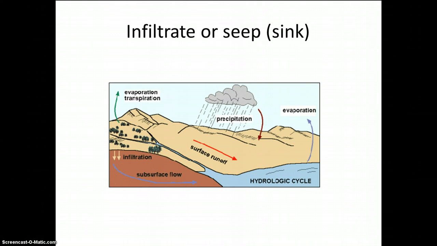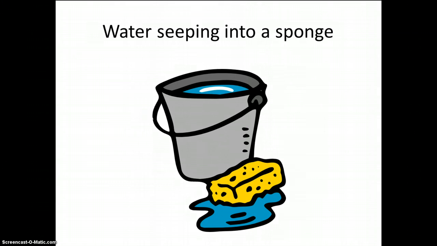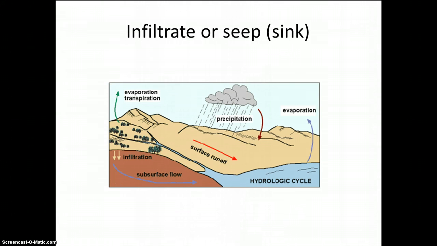Precipitation can infiltrate or seep into the upper parts of the Earth's lithosphere under the influence of gravity. Think of seeping like water into a sponge. The sponge soaks up all the water. All of the Earth's water beneath the Earth's surface is called the subsurface water, which we write down here.